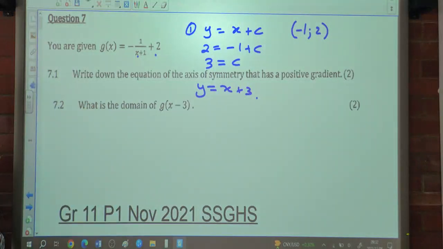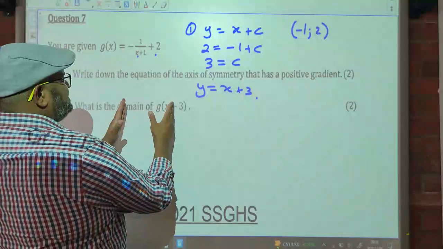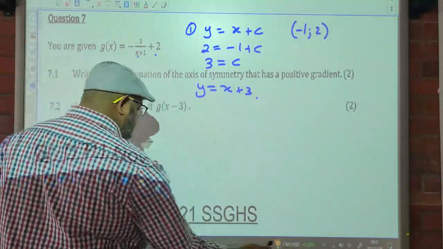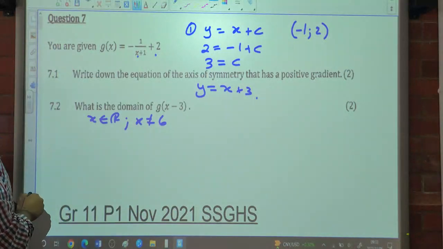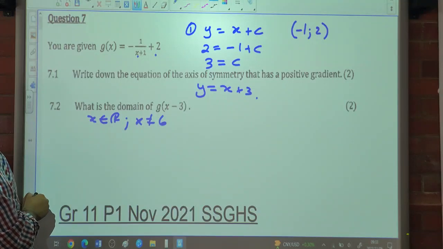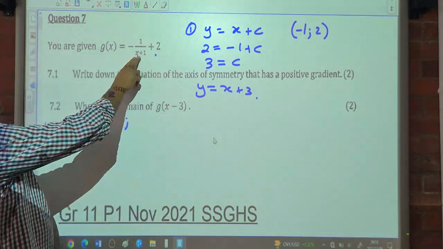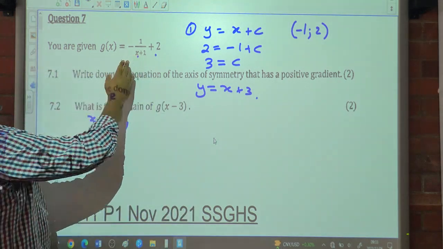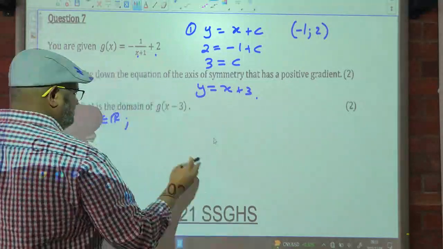What is the domain of g of x minus 3? So what is the domain of g of x? X is an element of all real numbers, but x is not equal to negative 1. But what happens to this graph? The graph is moving 3 units to the right. And now it moves 3 units to the right, so x is not equal to 2.